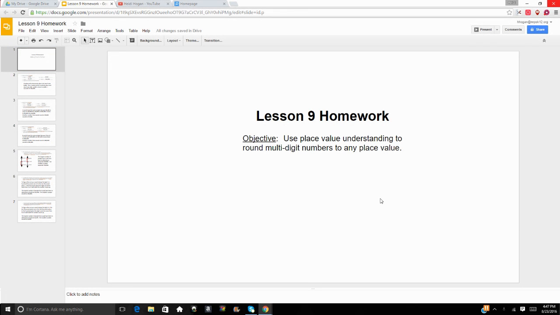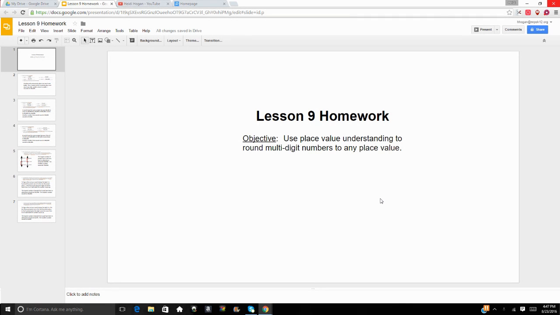Hello again, lesson 9 homework, more rounding. But for this rounding, you're going to use your place value understanding rather than the vertical number lines. Now, that being said, any tool that you have learned, the place value chart, number bonds, the vertical number line, any strategy or tool that you have learned, you can use.